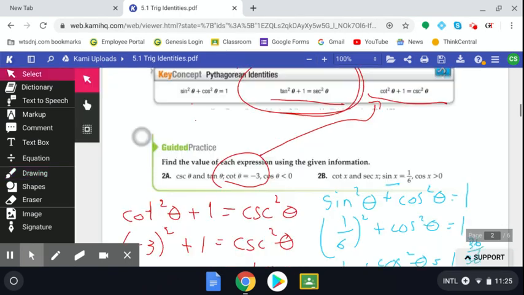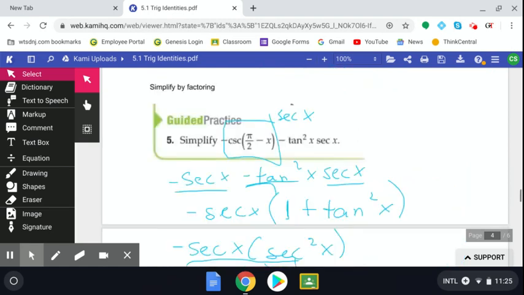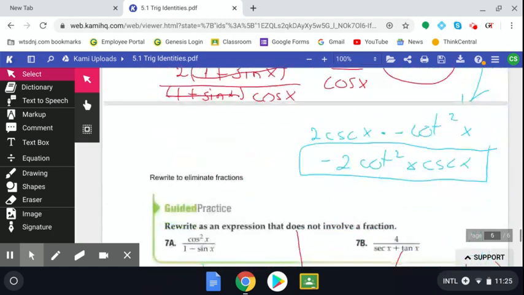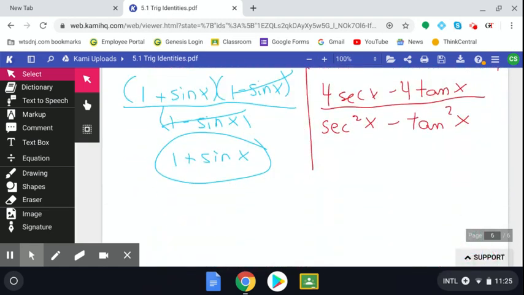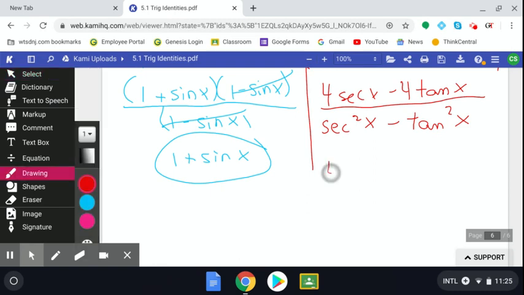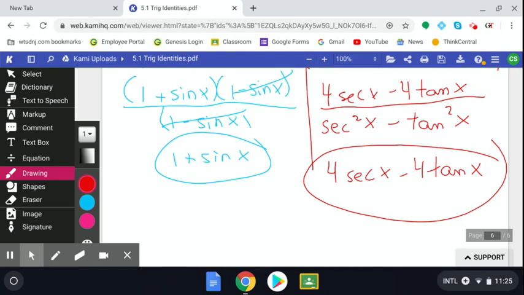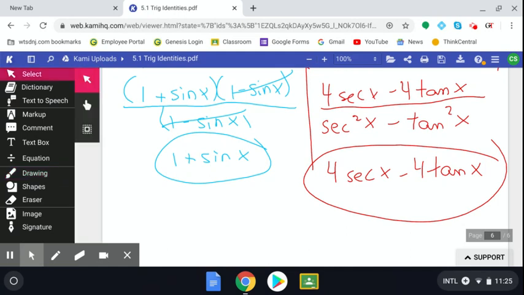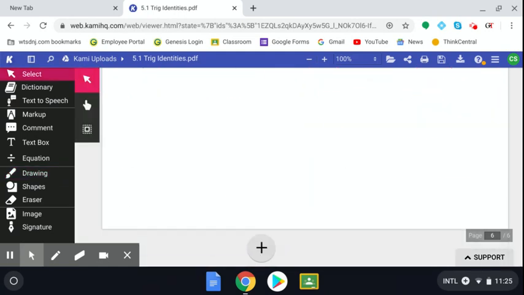So I can go back there and simply write a 1 for my denominator, or just not write anything. So I am good, and my final answer should be 4 secant x minus 4 tangent x. There you are. I think, is that it?